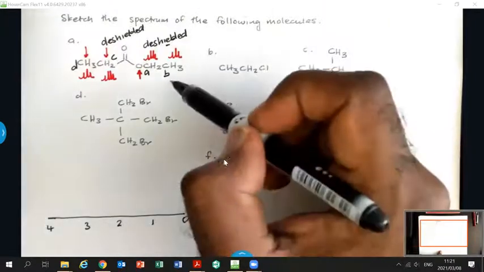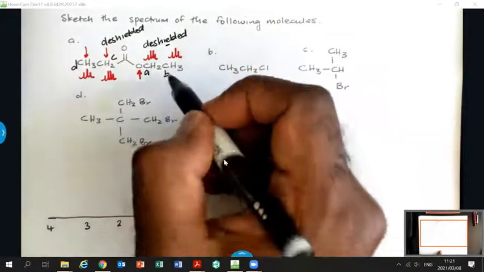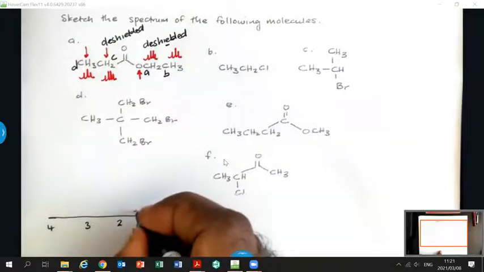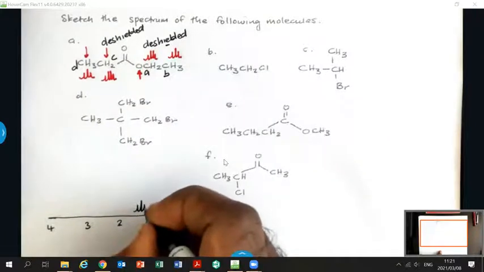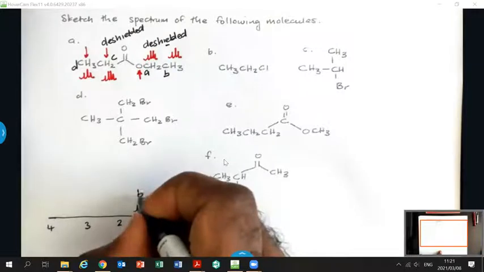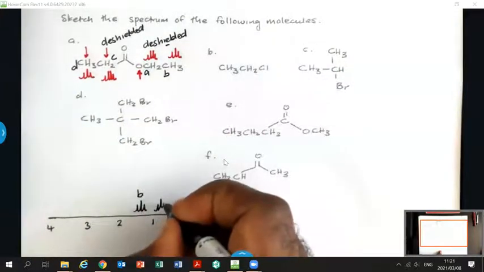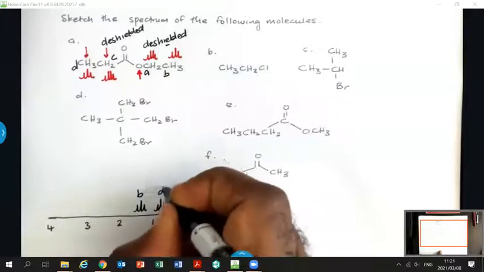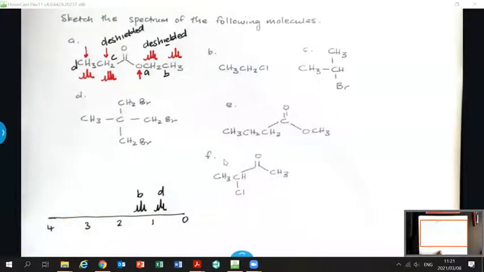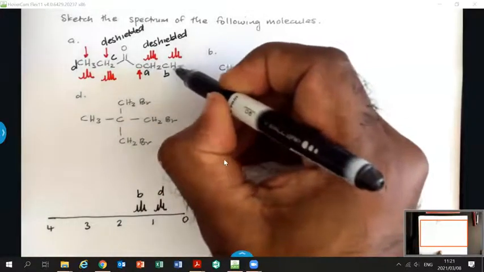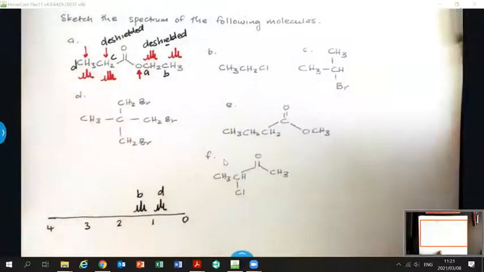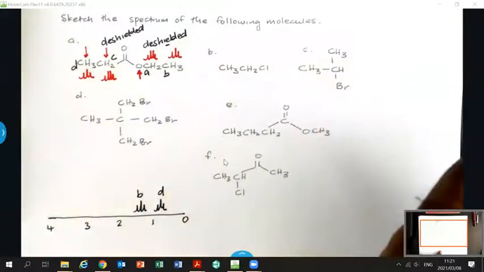So with regard to B and D, B is going to be more deshielded than D. Both are going to be triplets, right? But B is going to be more deshielded than D because the oxygen is closer to this proton than it is to that proton, right?